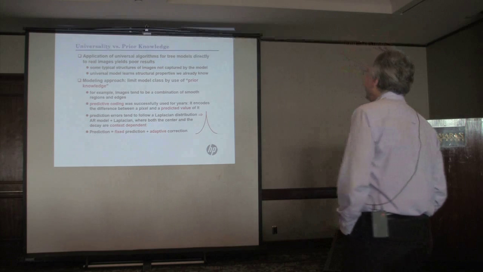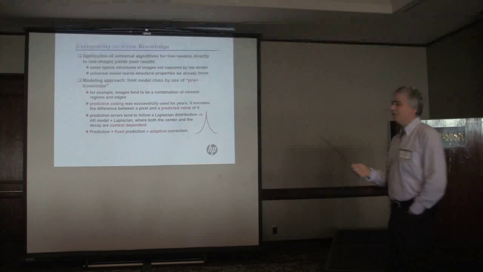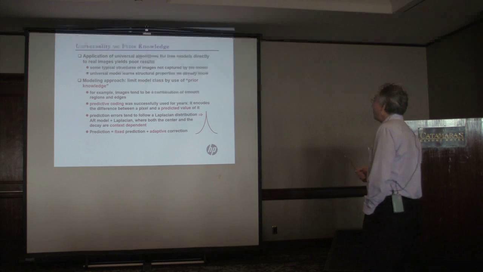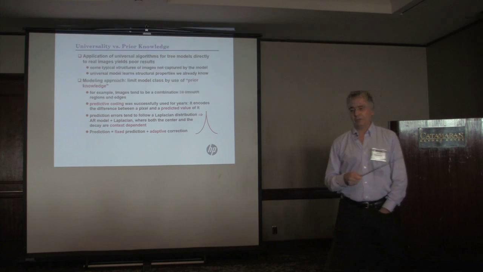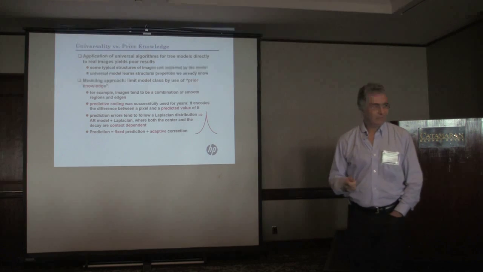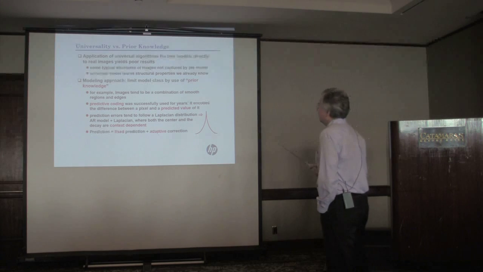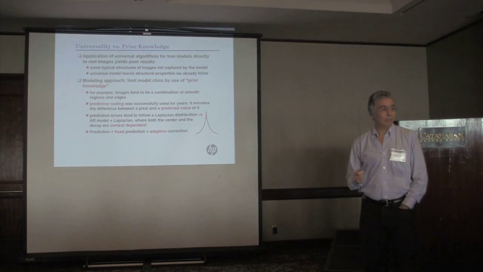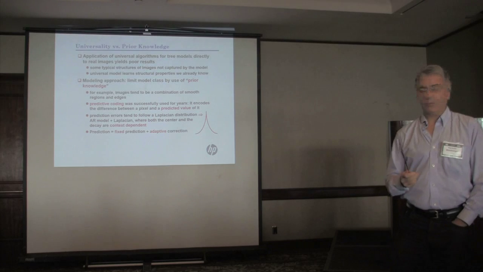Now, the first thing I noticed in image compression, and this brings us to universality versus prior knowledge, is that when you apply these universal algorithms for tree models, it doesn't work. It's a disaster. And there are two reasons. One is that some typical structures of images are not captured by the model. So we were not choosing the right model class.